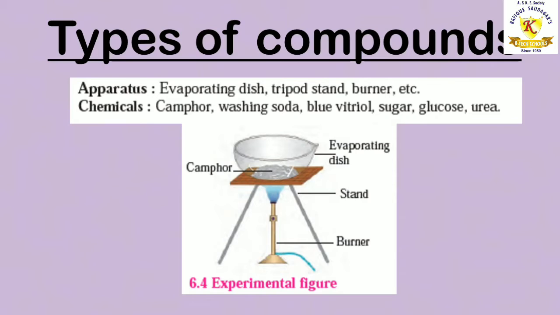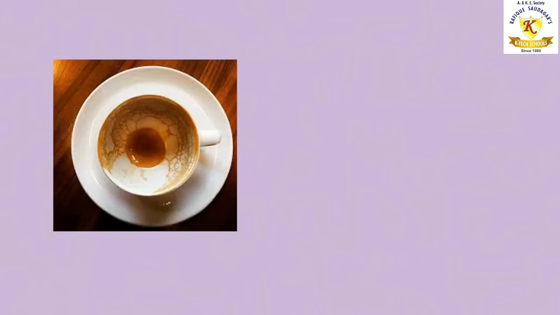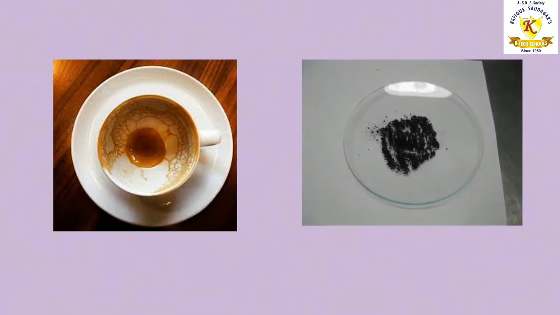Understood, children? So this is the method or the experiment which we need to do. Now let's see what happens. You saw in the above activity that on heating strongly, some compounds give residue while others do not give any residue, or give a blackish residue.